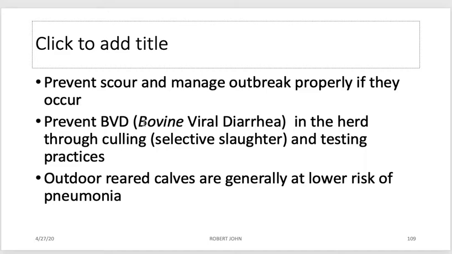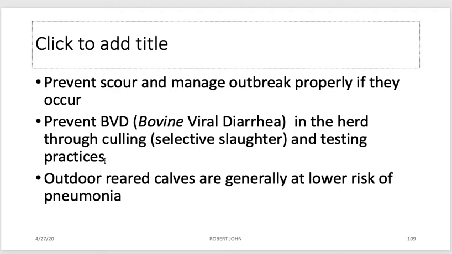So in order to prevent the disease pneumonia, you can make sure that you prevent this BVD. And by preventing BVD, you can prevent it by selective slaughtering. So you select some of the animals, you slaughter them in order to reduce the population of the animals, and that is culling. Culling is selecting the animal and slaughtering it for the purpose of reducing the population of the animal, and also testing practices.